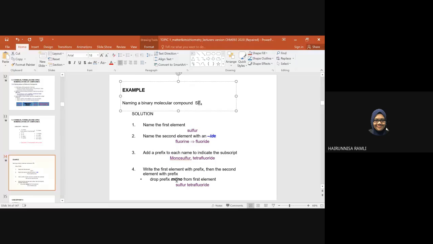But again, dia punya rules, if kat depan, kita tak akan namakan dia monosulfur tetrafluoride. Kalau dia depan dan dia mono, dia ada satu, kita akan drop prefix tu. Maknanya mono, kita akan pakai dekat belakang sahaja. Kalau dia dua, you still kena pakai lah disulfur something. Trisulfur for example. Tapi kalau mono kat depan tak payah, tapi kat belakang kena. For example, CO. What is the name for CO? Carbon monoxide. Okay, so mono tu kena letak lah.